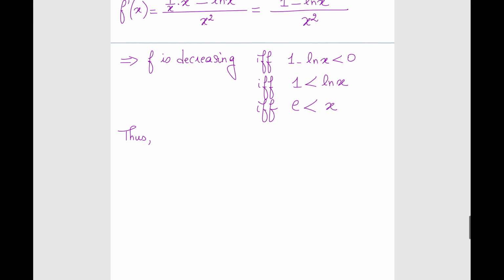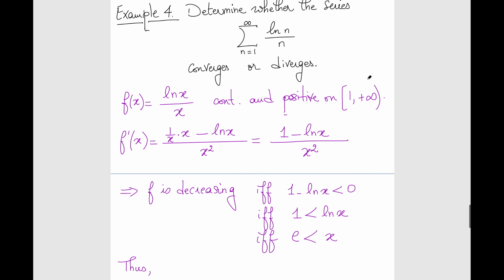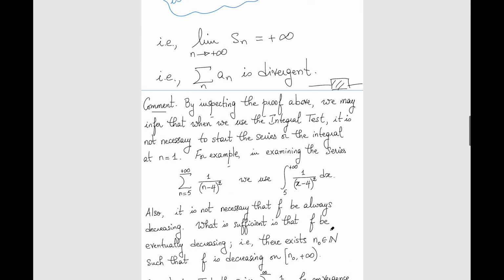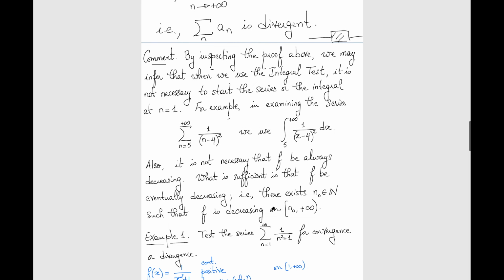So what are you going to choose as the interval? I need a subinterval of 1 to infinity where the function is continuous, positive, and decreasing. Well, how about 3 to plus infinity, right? Remember the comment after the theorem, the integral test, that we mentioned? The comment was, I don't care whether the function is always decreasing or not. What I care about is, it's sufficient.